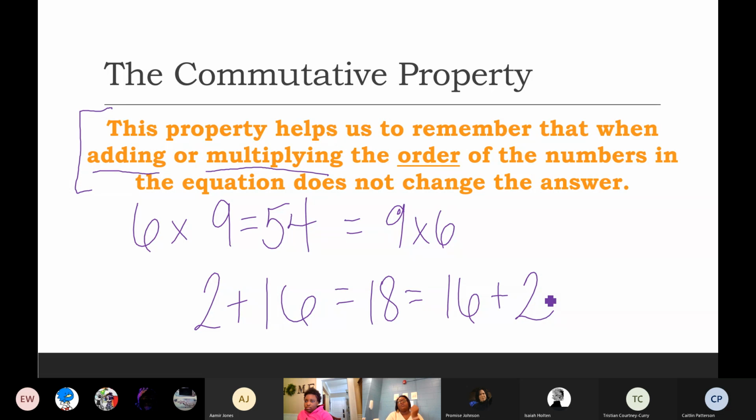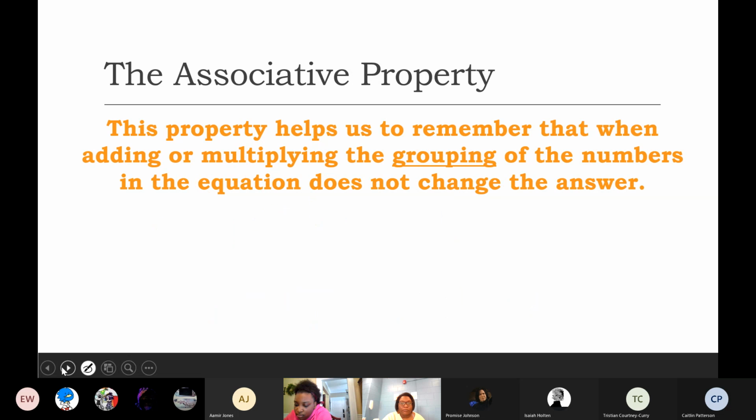So that's our commutative property. Let's talk about the associative property. Remember, I'm recording this lesson, so if I go too fast for you, that's okay. You can go back and watch this recorded lesson that I will put up as soon as I'm done. So the associative property, and you can go ahead and write this down.